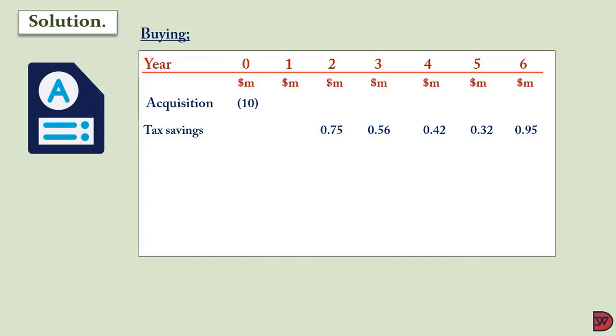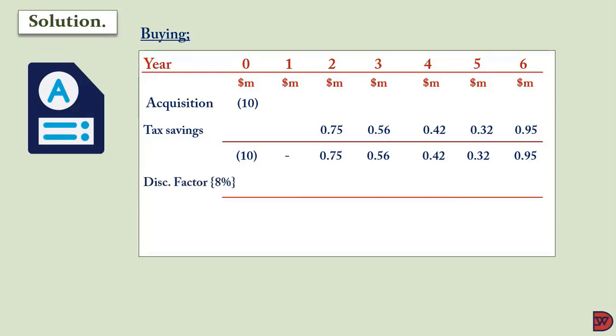So the total relevant cash flow for year zero, which is now, will be $10 million outflow, zero for year one, $750,000 for year two, $560,000 for year three, 420 for year 4, 320 for year 5, 950 for year 6. The discounting factor is 8%. We'll look at how we got that very soon. That's the post-tax. Because we are looking at now, 10 million now is worth the same.